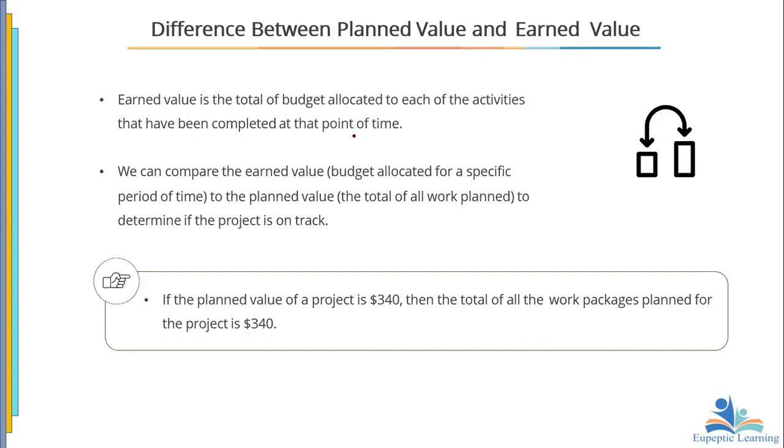the point of time. We can compare the end value budget allocated for a specific period of time to the planned value, the total work of what? The total of the work planned to determine if the project is on track. If the planned value of a project is $340, then the total of all the work packages planned for the project is $340.